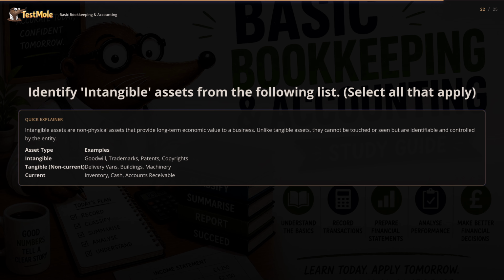Asset type examples: intangible: goodwill, trademarks, patents, copyrights. Tangible, non-current: delivery vans, buildings, machinery. Current: inventory, cash, accounts receivable.